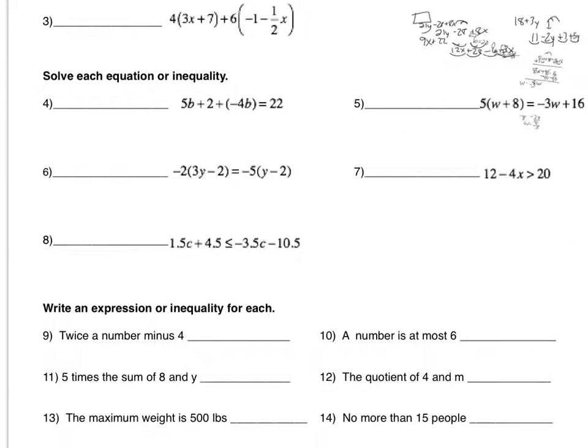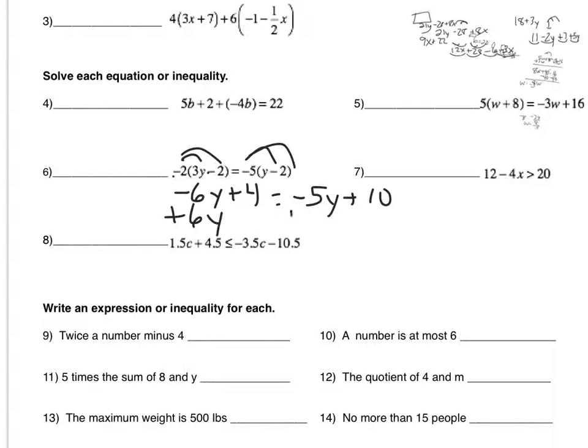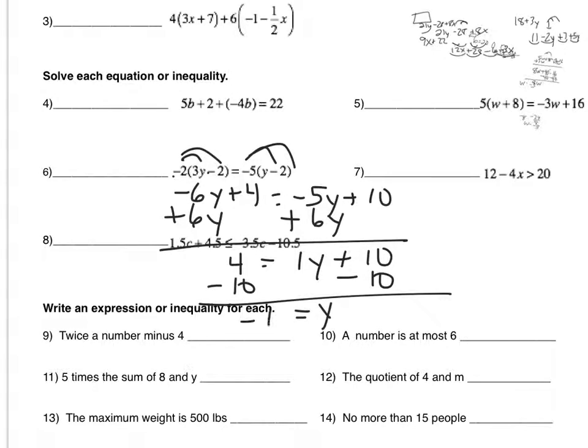For number 6, we have to distribute the negative 2 and the negative 5 before we can do anything else. So we have negative 6y plus 4. Don't forget, a negative times a negative is a positive. And we have negative 5y plus 10. And again, we can either add 6y to both sides or add 5y to both sides. I'm going to add 6y to both sides. And I'm going to get 4 equals 1y plus 10, minus 10 from both sides, and we get y equals negative 6. Or negative 6 equals y is fine.